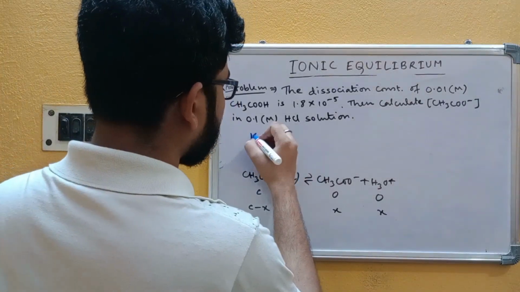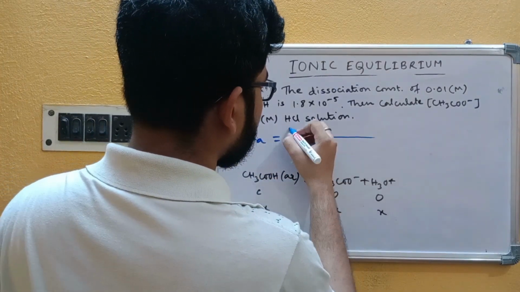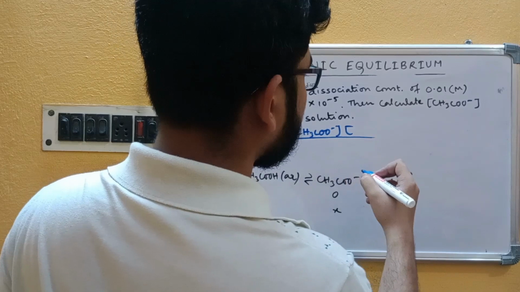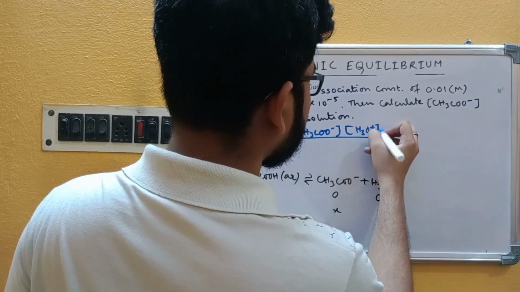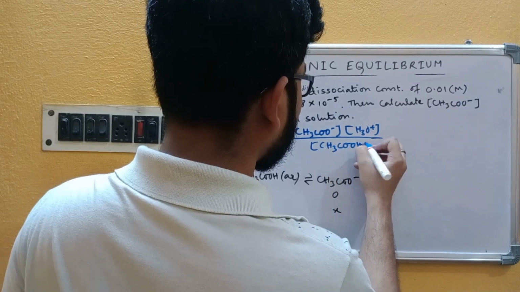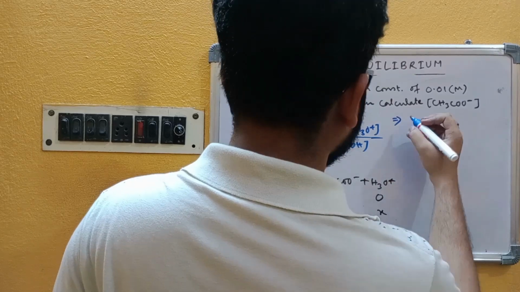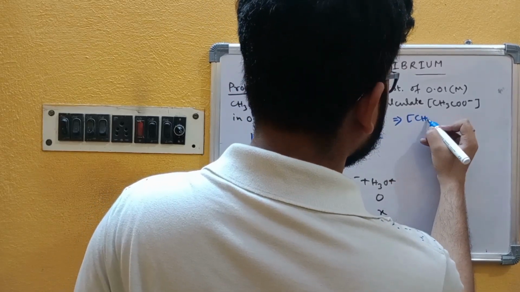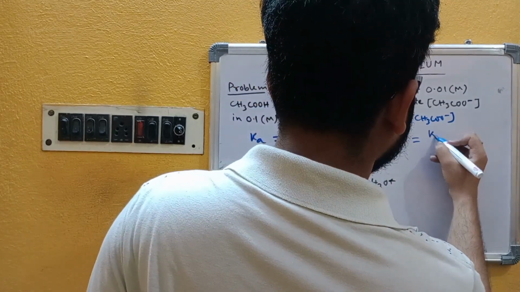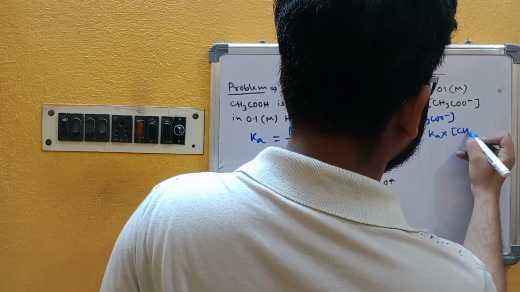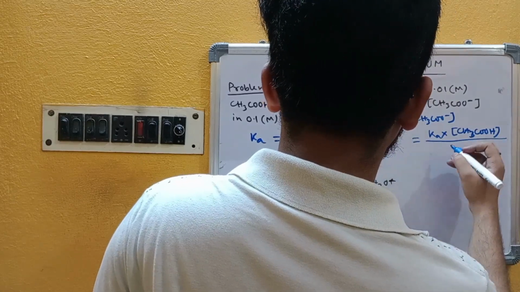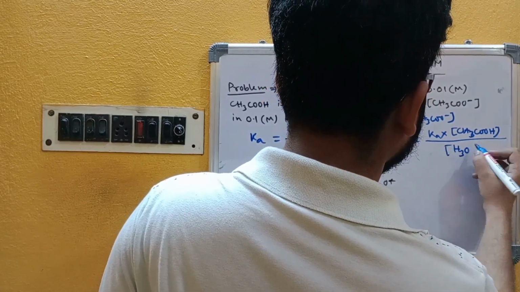So the equilibrium constant K will be concentration of CH3COO- into concentration of H3O+ upon concentration of CH3COOH. So we have to calculate CH3COO-, it will be Ka into concentration of CH3COOH upon H3O+.